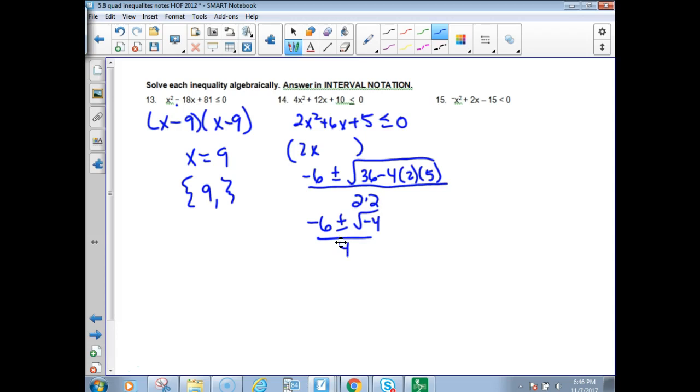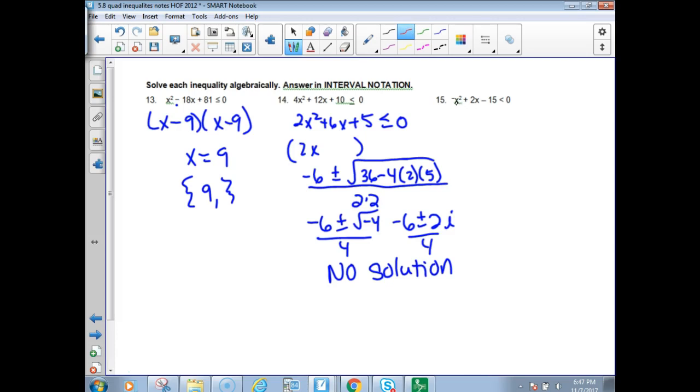Uh-oh. Well, I just found out my solutions are two imaginaries, which means this parabola does not cross the x-axis. Therefore, there is no solution to this inequality. If you get an imaginary, there's no solution because it doesn't have any x-intercepts.